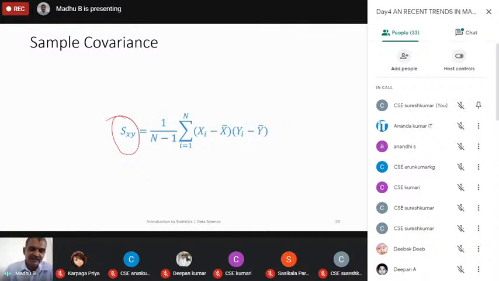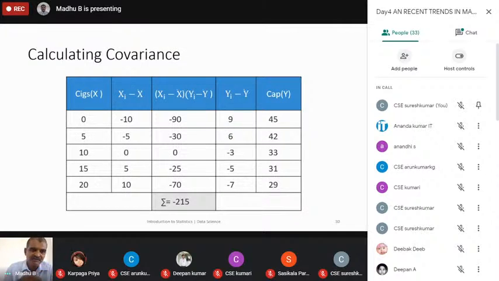Okay. Since it is a sample, I'm using 1 divided by n minus 1, or else I'd have used 1 by n. So don't worry about it. Xi minus x bar into yi minus y bar. That means the value minus the mean. So I can try seeing what is the outcome.